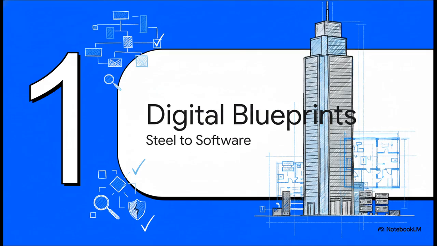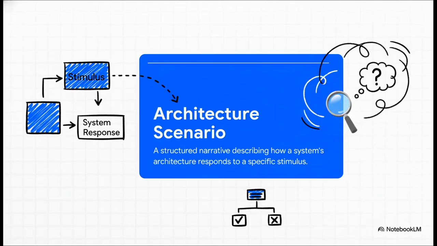And these digital blueprints, well, they need the same kind of tough, rigorous testing before we commit to building them. This is exactly where the architecture scenario comes into play. At its heart, it's just a structured story. It's a little thought experiment we run. We come up with a narrative that describes a specific event. We call that a stimulus. And then we map out exactly how we expect our system's architecture to respond. It's basically our way of asking the blueprint, hey, what happens if this happens?